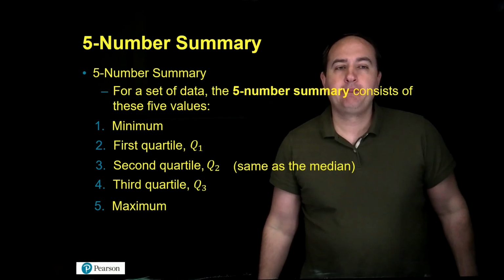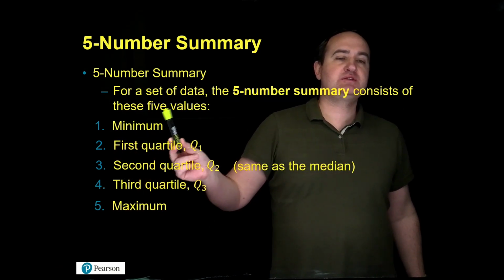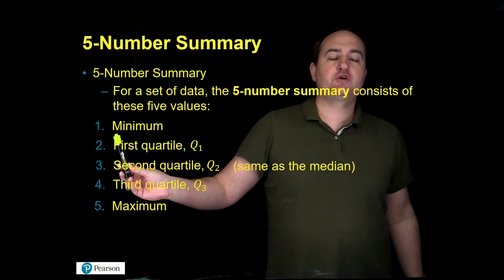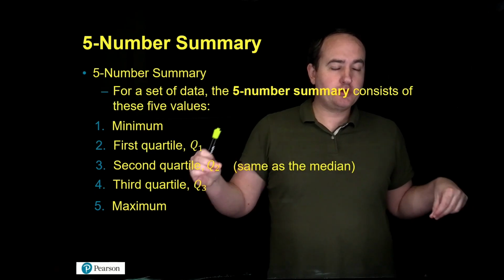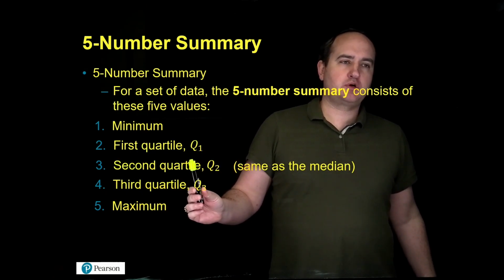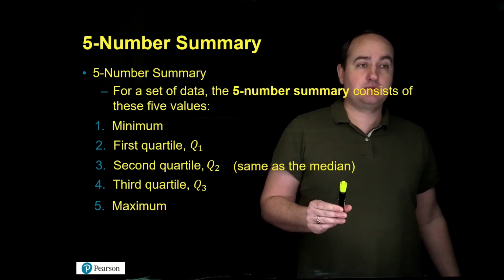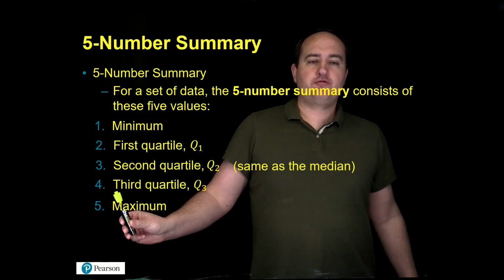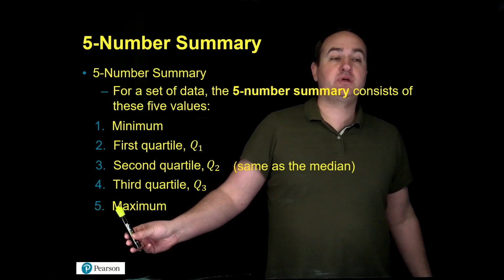Okay, so for a set of data, the 5-number summary consists of these 5 values. The first one is the minimum, or the smallest data value when they're sorted in increasing order. The second number is the first quartile. The third number is the second quartile, which is the same as the median. The fourth number is the third quartile. And the last number is the maximum.